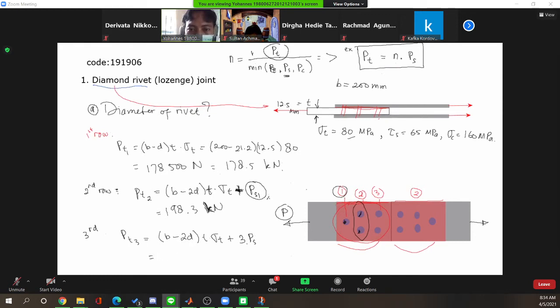Then here we have the shearing load, about this, okay. So from this calculation, we can see that the weakest part of this joint is in the first row, okay, in the first row. This is the minimum.